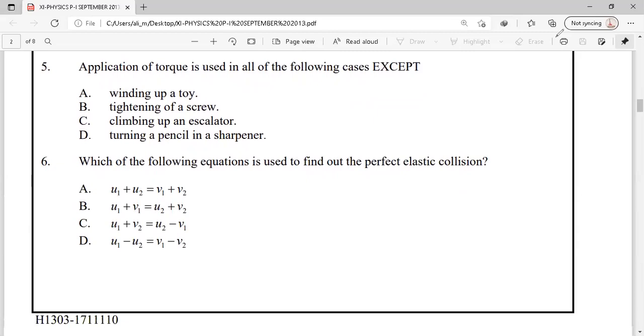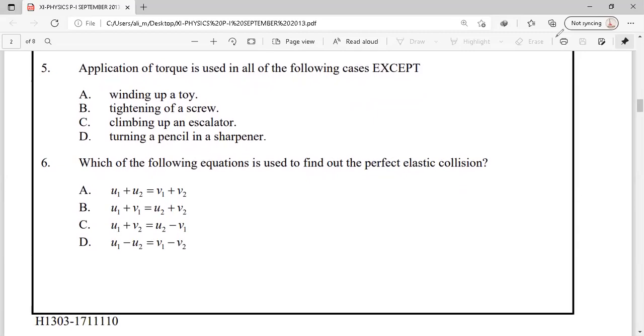Then let's come to question number 5 and 6. Application of torque is used in all of the following cases except for one. So tightening of a screw includes the turning effect, turning a pencil in a sharpener includes a turning effect, winding up a toy includes the turning effect, while climbing up an escalator does not involve any type of torque. So option C is the right answer.